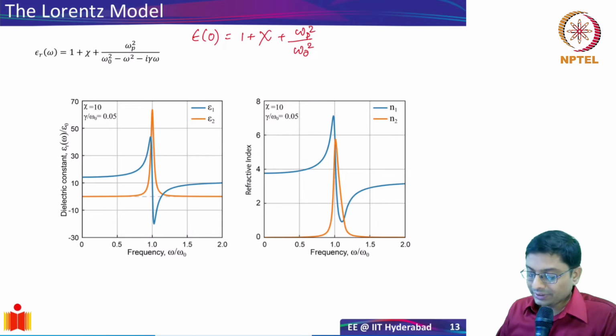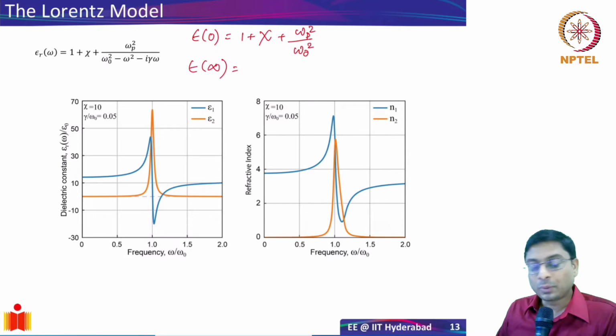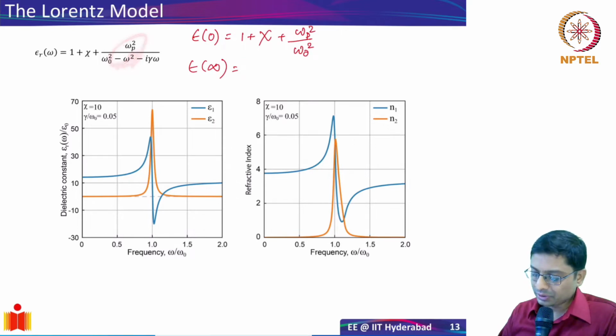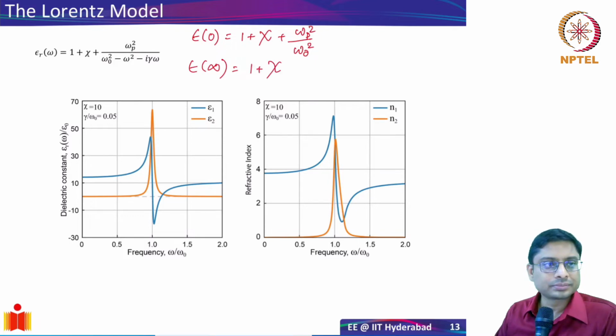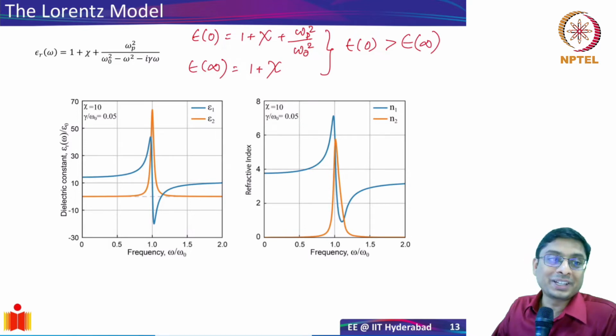And what is the epsilon at large frequencies? When omega goes to infinity, what should be the epsilon? In this case, of course, the second term, the omega is going to blow up, so 1 over omega is going to be 0. So you end up getting 1 plus chi. If you combine these two, we see that epsilon of 0 should always be greater than epsilon of infinity. And how much should it be greater? It should be greater by omega p square by omega naught square.